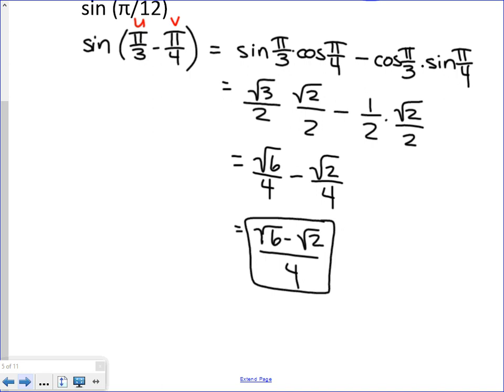Now, square root of 6 minus square root 2 cannot be simplified because they are not like terms. Remember that in order to add and subtract radicals, they have to be exactly the same. Does anybody have any questions about what happened on that problem?